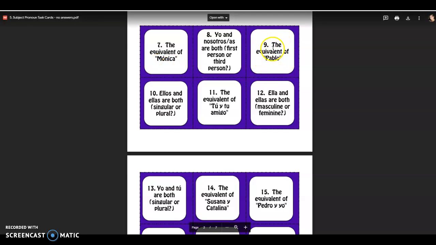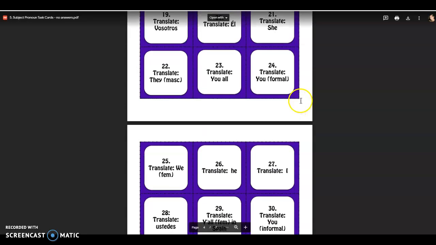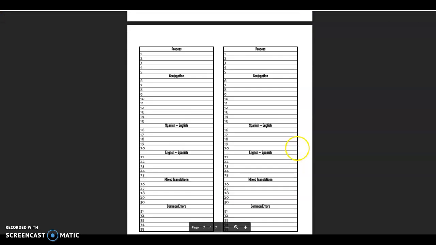Equivalent of Pablo, again, means what would you use to talk about them? Right here, what would you use to talk about them? So that's what you're going to do, and then eventually it gets into where it's just straight up simple translations. And there are 35. Don't forget about these, where they each just have one mistake, so look through, figure out what it is. Ignore this last page.